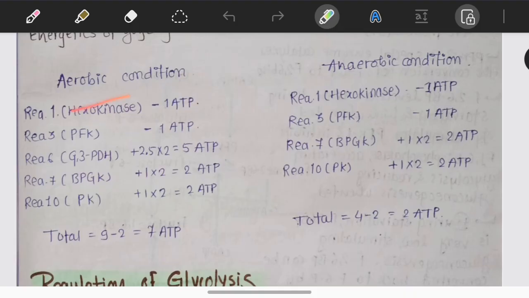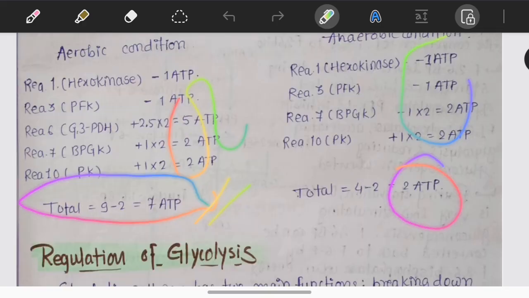Then the energetics of glycolysis in aerobic and anaerobic conditions. In the first step there is a loss of 1 ATP, in the third step use of 1 ATP, then in the 6th, 7th and 8th steps formation of 5 plus 2 ATP, and the total net gain is 7 ATP. In anaerobic condition it is 2 ATP.